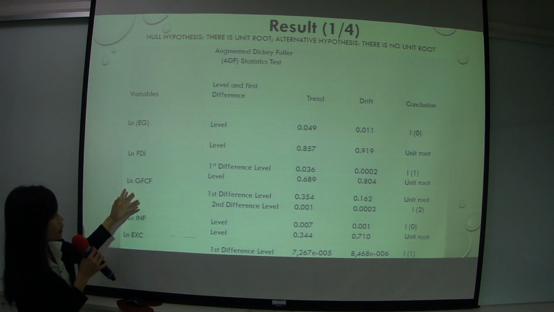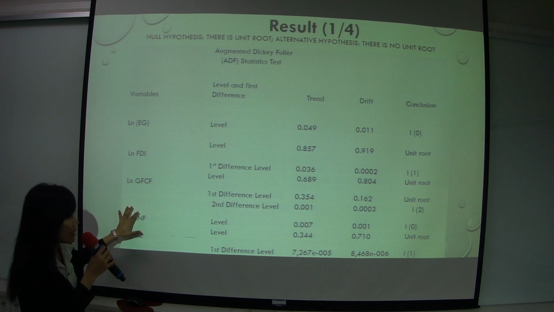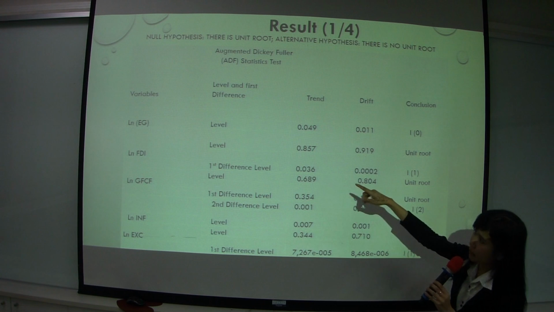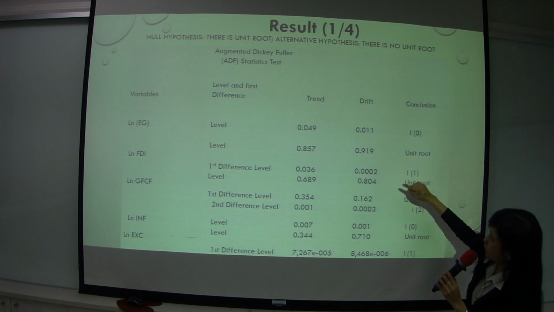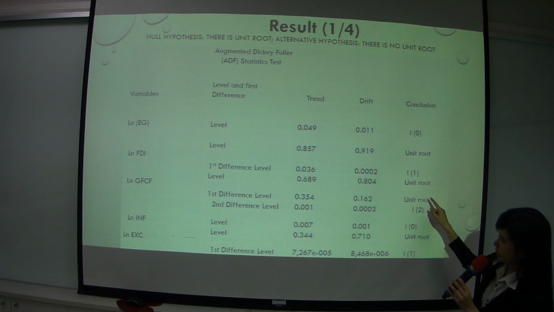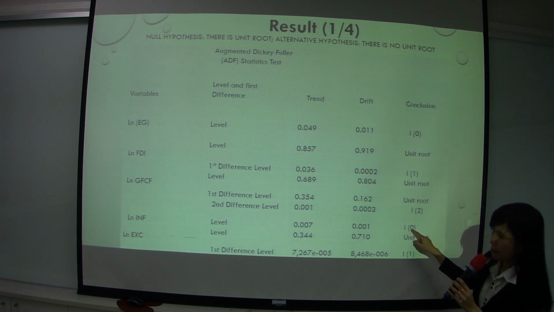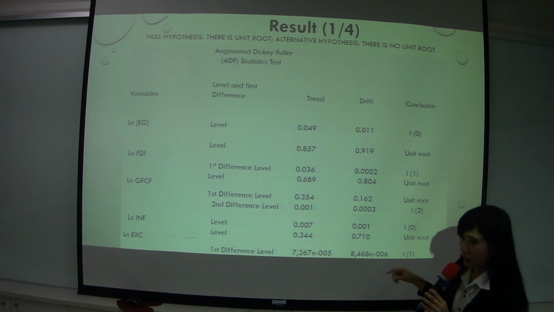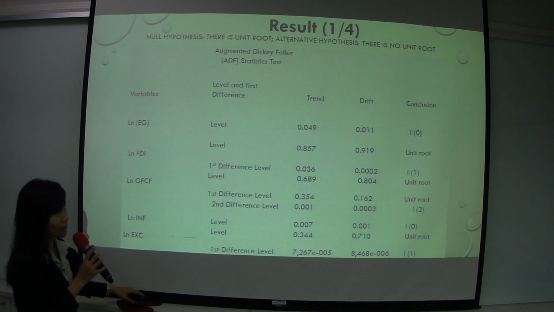Here are the results from the augmented Dickey-Fuller statistic test. We can see all the variables are integrated: economic growth integrated at the zero level, FDI integrated at the first difference level, GFCF integrated at the second difference level, inflation integrated at the zero level, and exchange rate integrated at the first difference level. So it means that we can continue to use the OLS model.